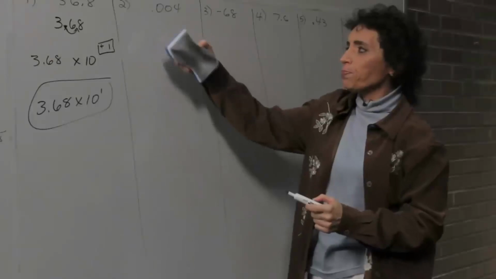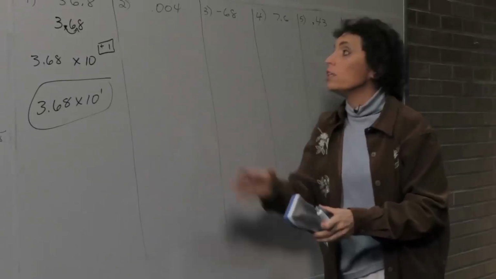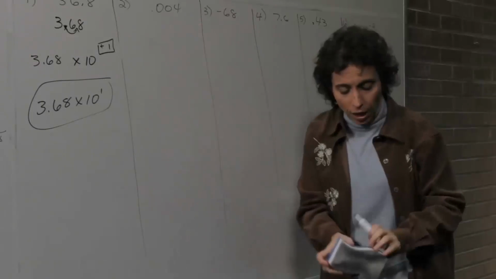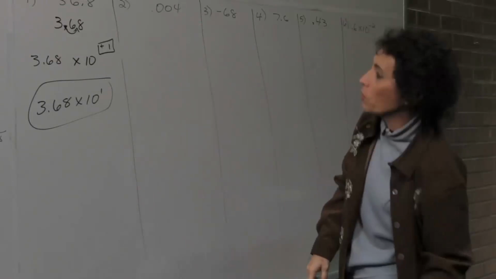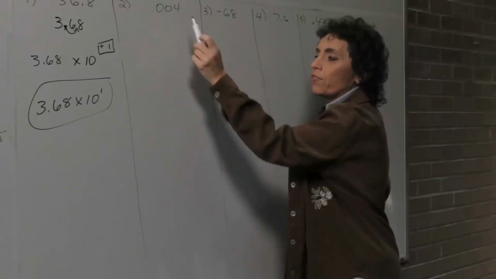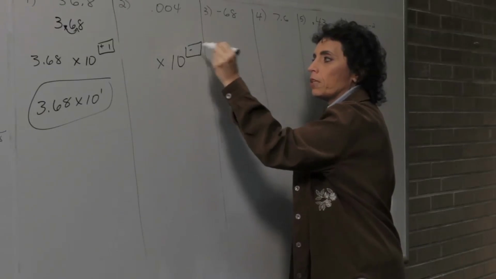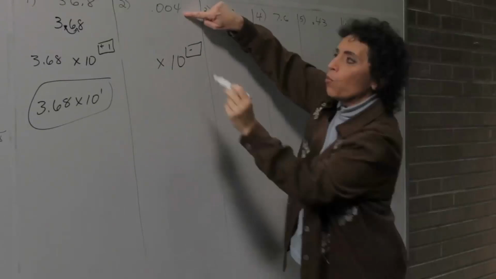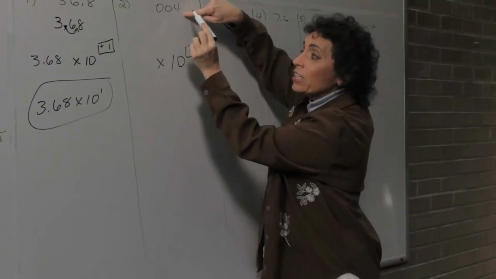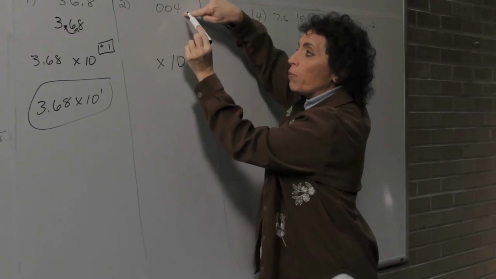Okay, here we go. Positive or negative exponent? Yes, it is a negative exponent because it's less than 1. This given number is less than 1. So it's a negative exponent. Okay, so now I want my decimal to the right of the first non-zero digit.